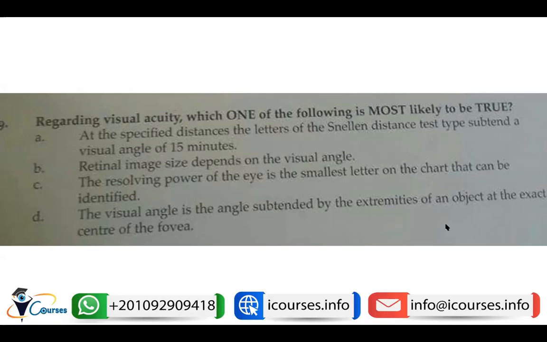So let me explain it immediately. Regarding the visual acuity, which one of the following, again, I stress that the visual acuity will be explained in the physiology. Which one of the following statements is most likely to be true? At the specified distance, the letters of the Snellen type subtend a visual acuity of 15 minutes of arc. This is not true. The Snellen optotypes only subtend an angle of 5 minutes of arc at the nodal point, which is called the visual angle. Retinal image size will depend on the visual angle.